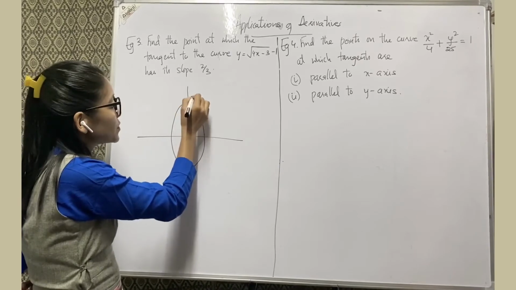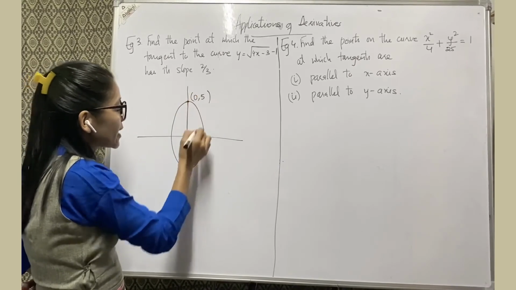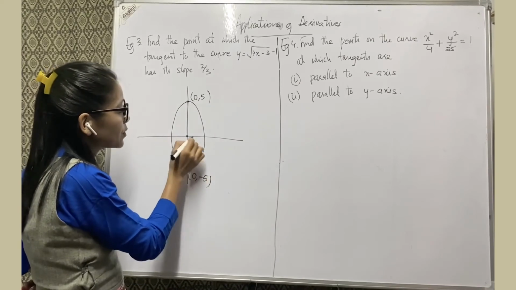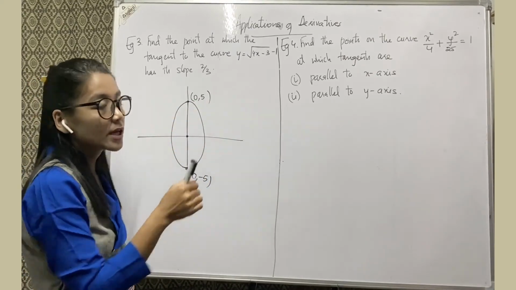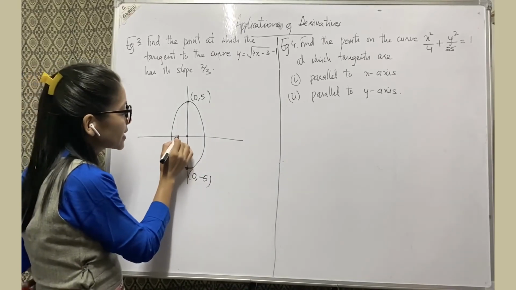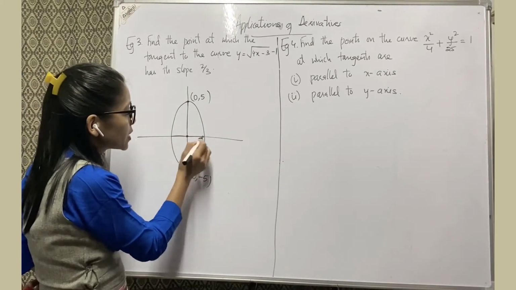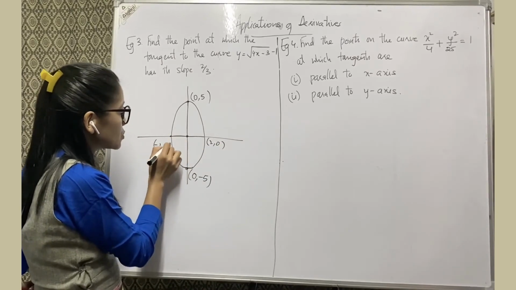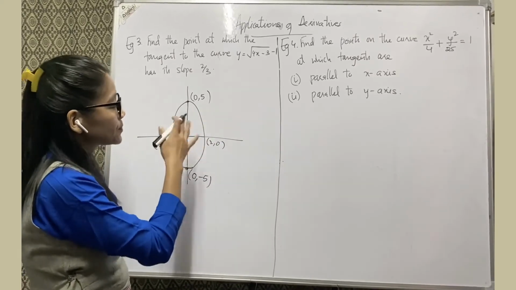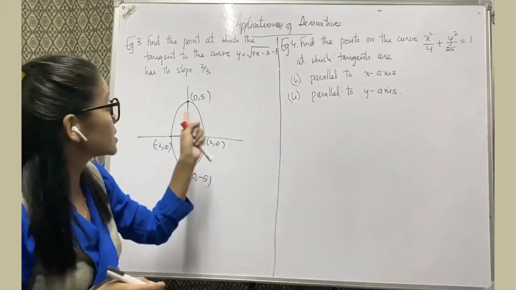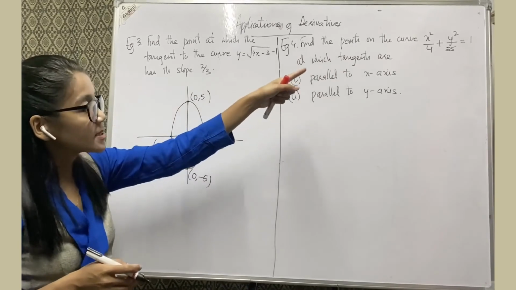So this point will be 0, 5, and this point will be 0, negative 5. The length of the minor axis is 2b, b is 2, so the length of the minor axis is 4. Here this will be 2, 0, and this will be negative 2, 0, right? So this is the curve, this is the graph which represents this equation.